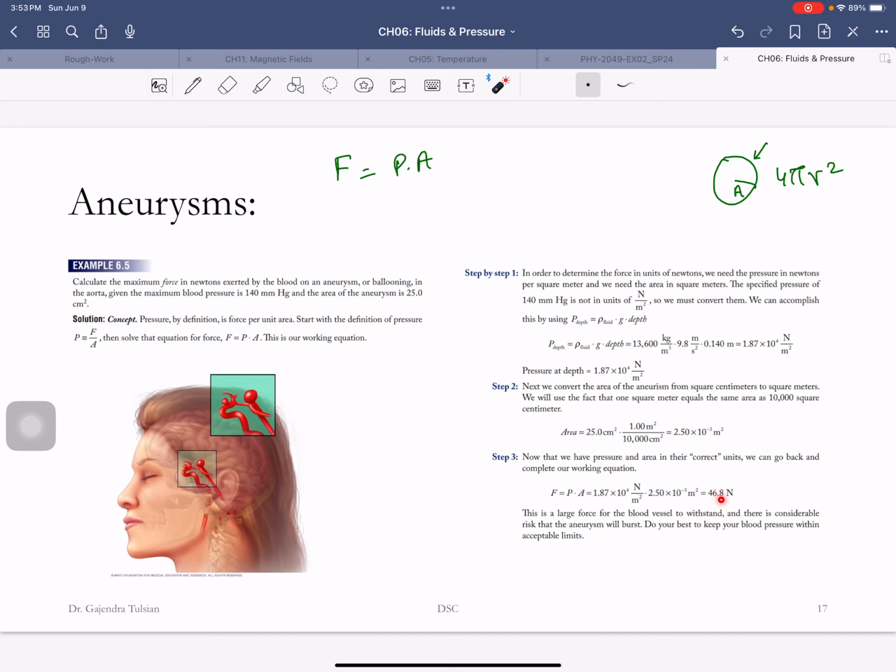Again, we calculated a similar number in the dentist chair problem, and this is about 12 pounds. So there's a total of 12 pounds of force acting on that aneurysm, and that aneurysm can burst. This is a large force for the blood vessel to withstand, and there's considerable risk that the aneurysm will burst. So the patient should do their best to keep their blood pressure low so that the aneurysm doesn't burst.